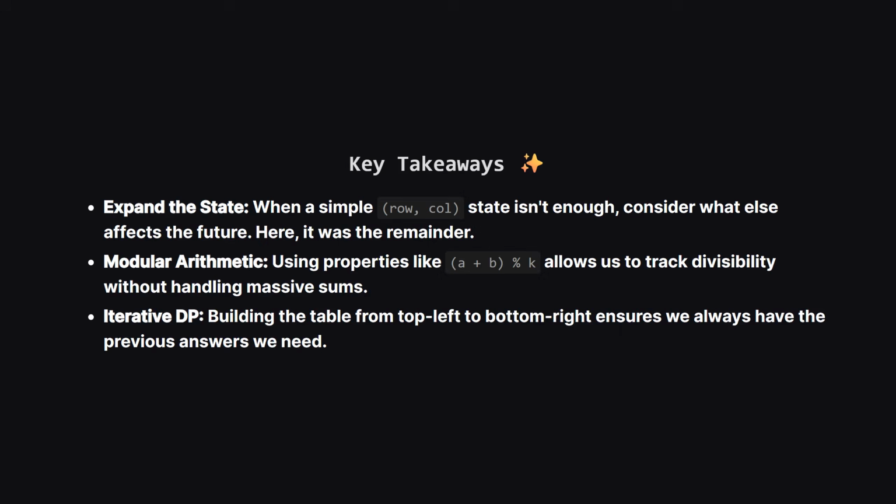So let's wrap it up. The biggest lesson here is about state definition. When a standard DP approach fails because you're missing information, like the current sum, don't be afraid to add another dimension to your table. We also saw how powerful modular arithmetic is. It let us boil down an infinite number of possible sums into just k possible states.